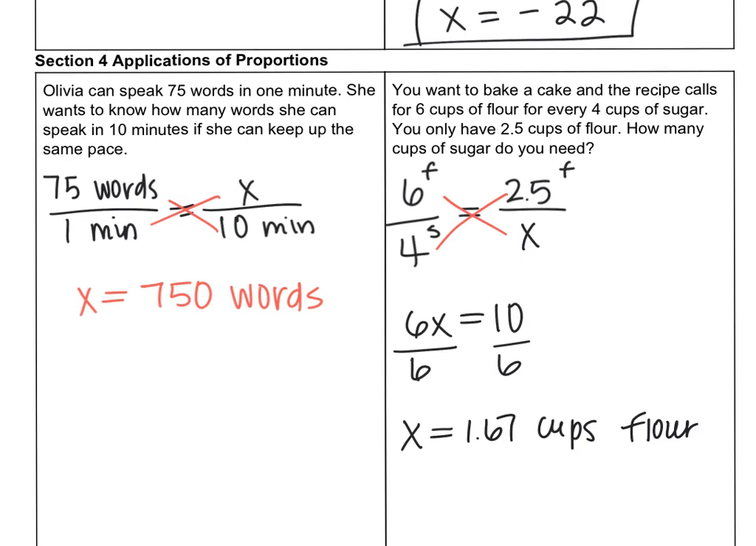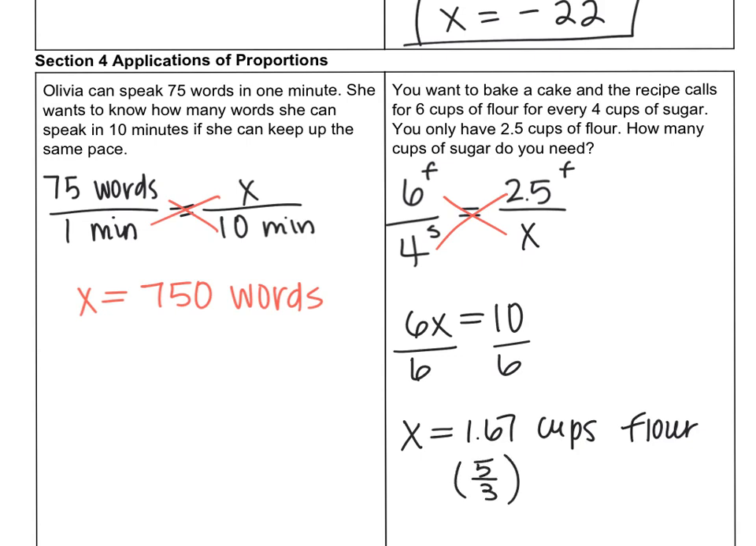So something like this where we're talking about baking and we need a certain number of cups, you can give me a decimal answer. It makes sense in this context to have 1.67 cups. You can also leave it as a simplified fraction, so 5/3 cups, that works too.